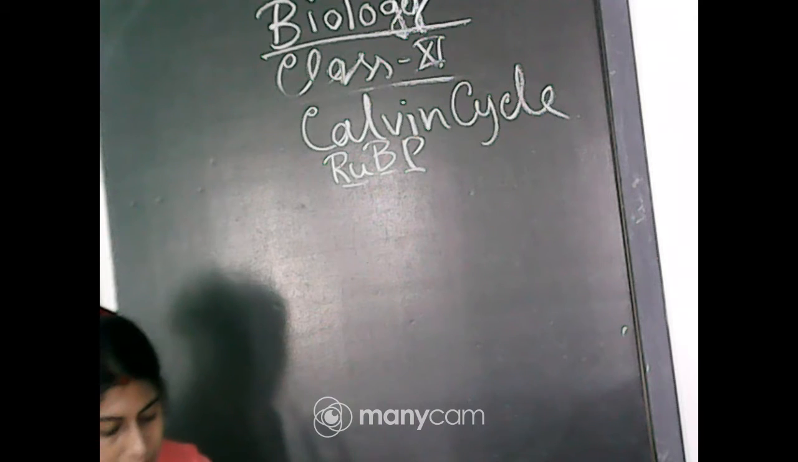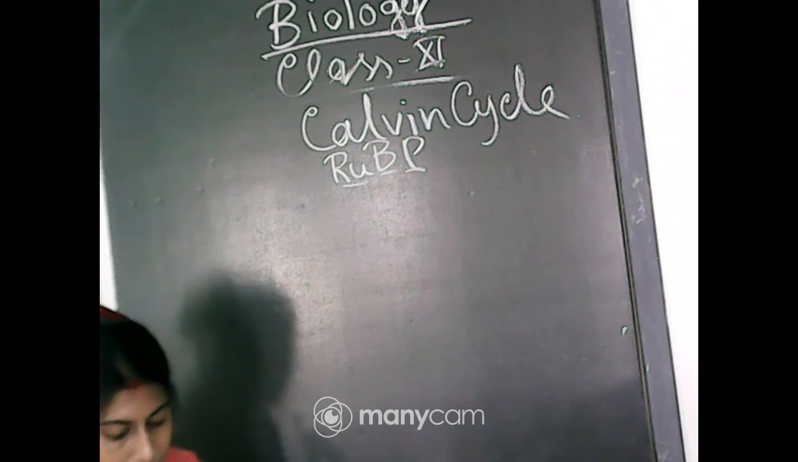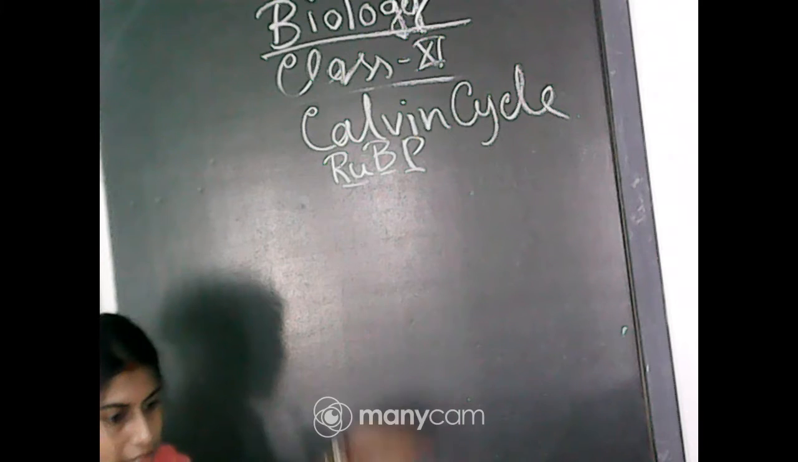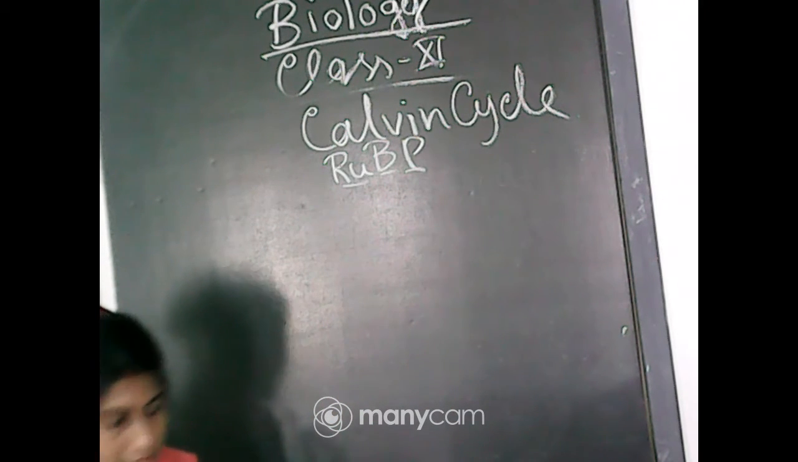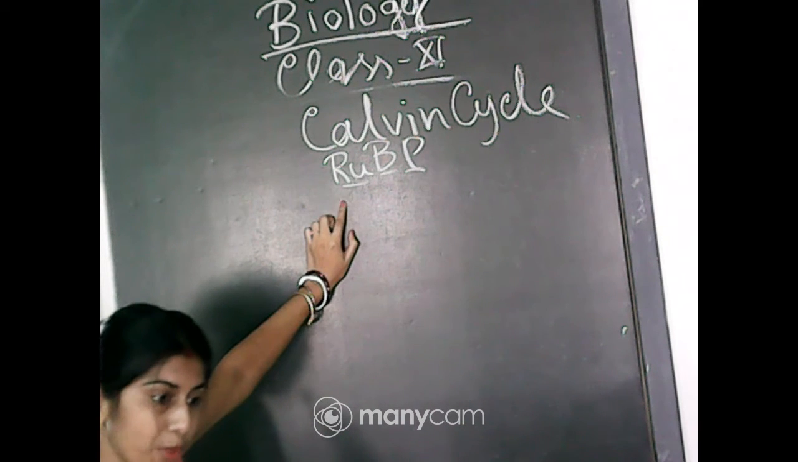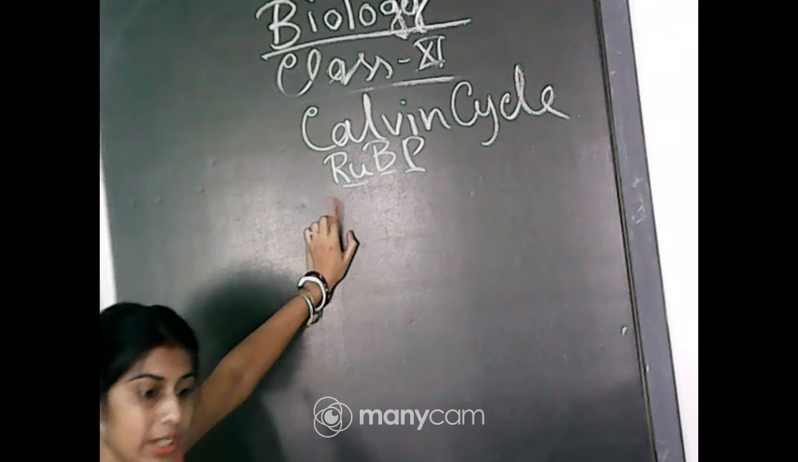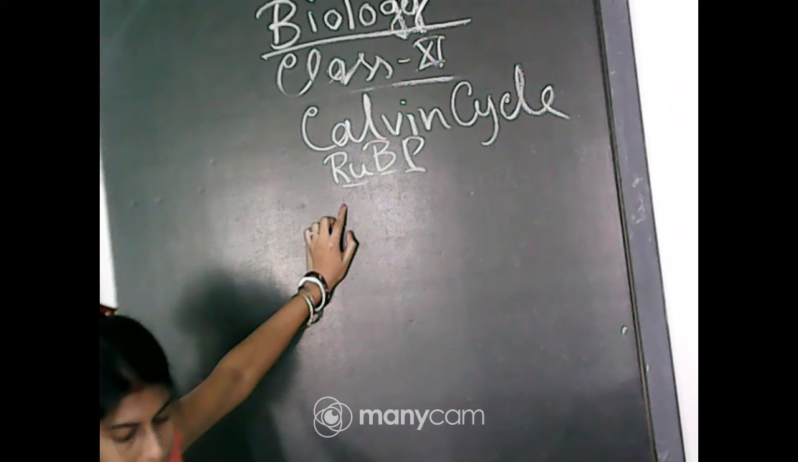Now, the scientist Calvin and his co-workers worked out the whole pathway, and they showed that the pathway operates in a cyclical manner. RuBP is used at the beginning, and it is regenerated through this cyclical manner.